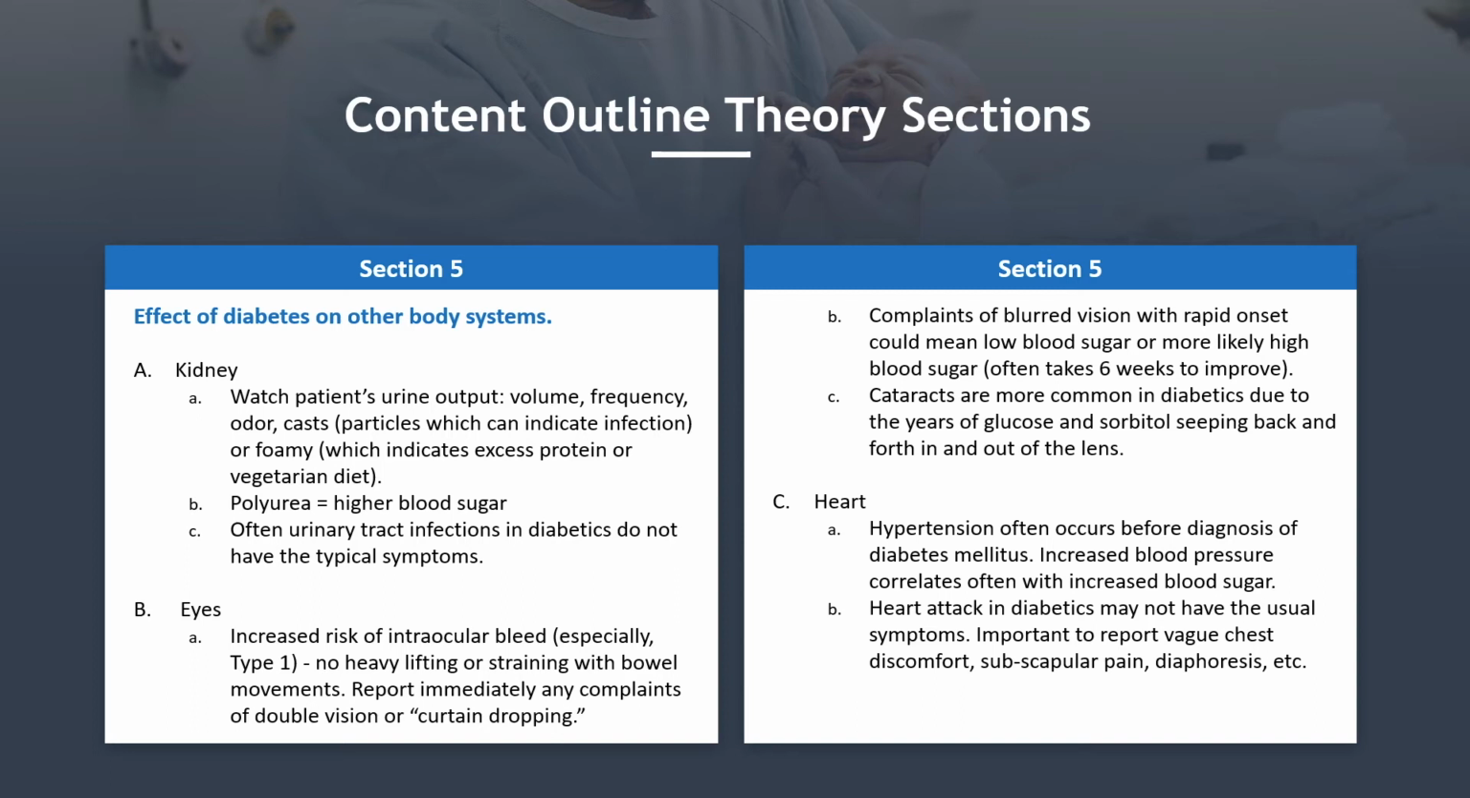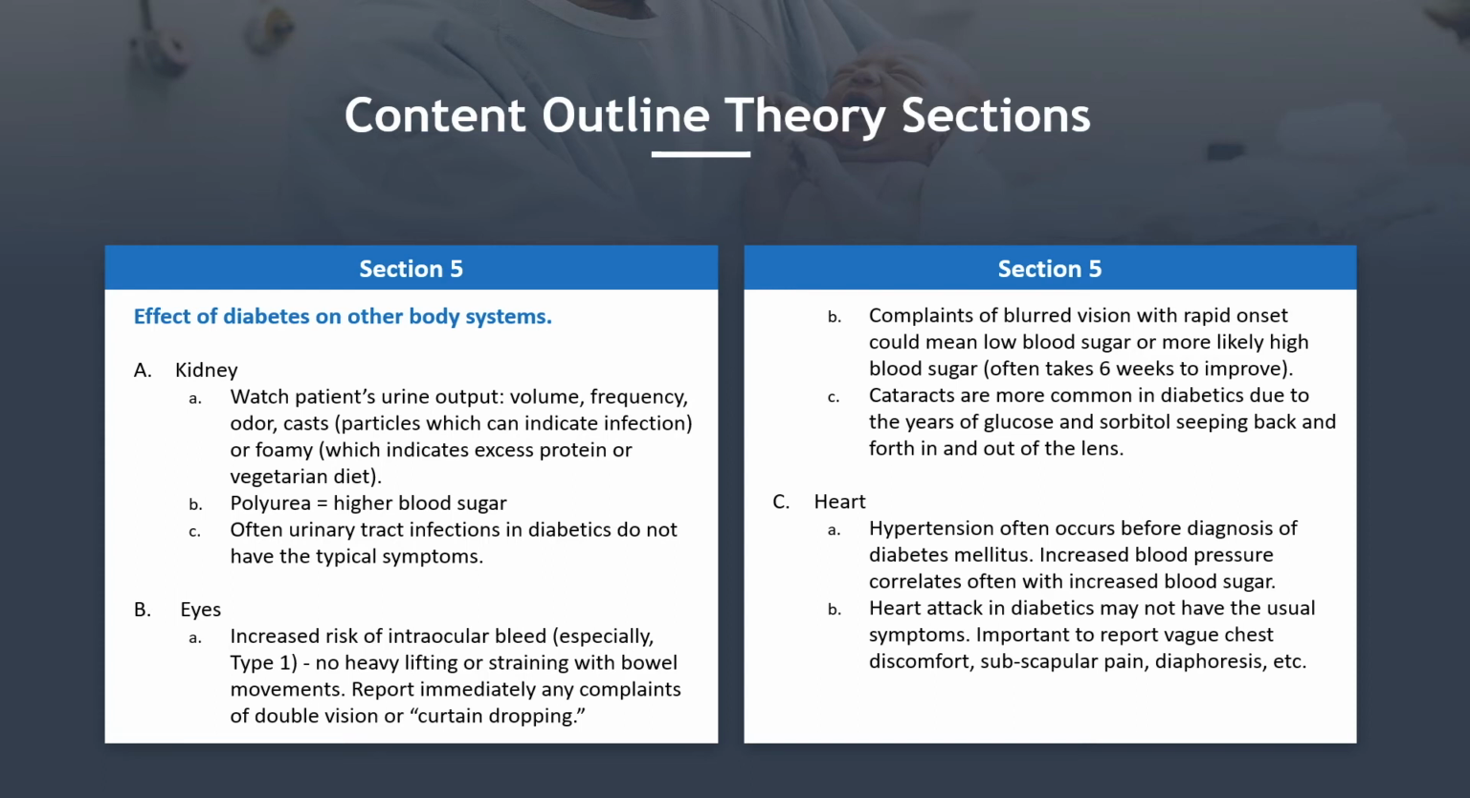B. Eyes. Increased risk of intraocular bleed, especially type 1. No heavy lifting or straining with bowel movements. Report immediately any complaints of double vision or curtain dropping. Complaints of blurred vision with rapid onset could mean low blood sugar, or more likely high blood sugar. Often takes 6 weeks to improve. Cataracts are more common in diabetics due to the years of glucose and sorbitol seeping back and forth in and out of the lens.